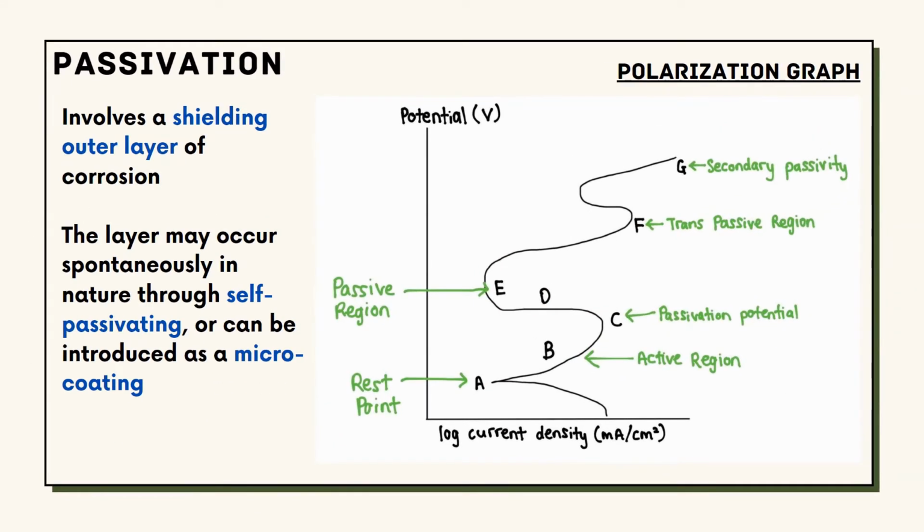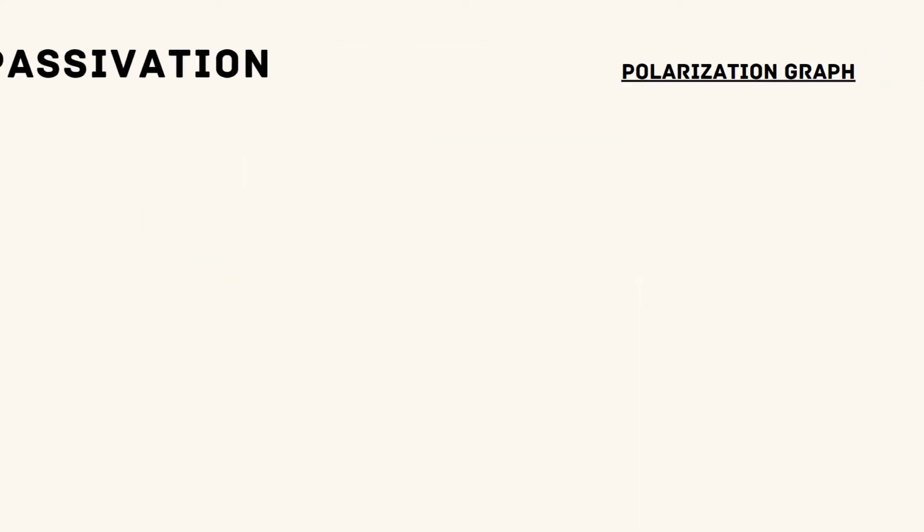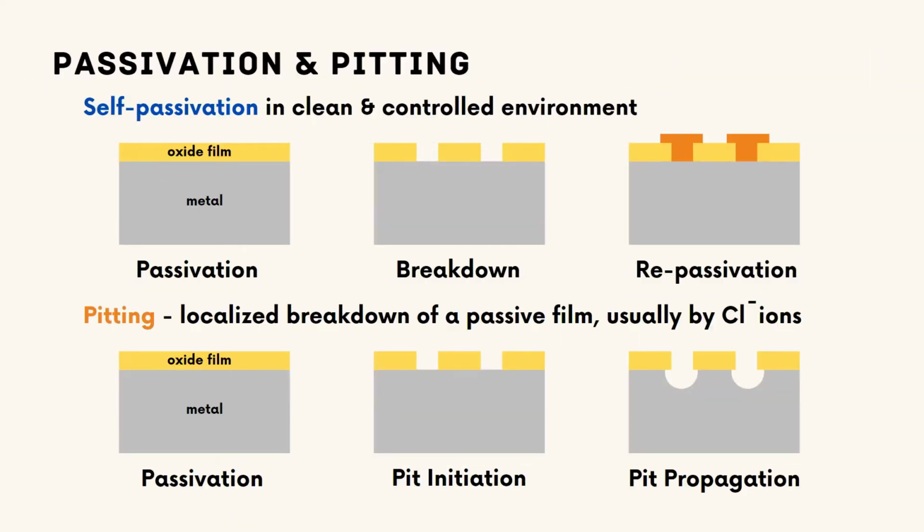Passivation involves a shielding outer layer of corrosion. The layer may occur spontaneously in nature through self-passivating, or can be introduced as a micro-coating. A typical polarization graph shows the corrosion rate of different stages of passivation. Passivation occurs when an oxide layer forms a continuous film on the metal surface, preventing further oxidation.